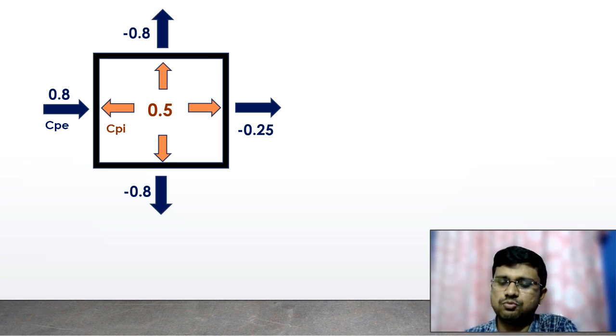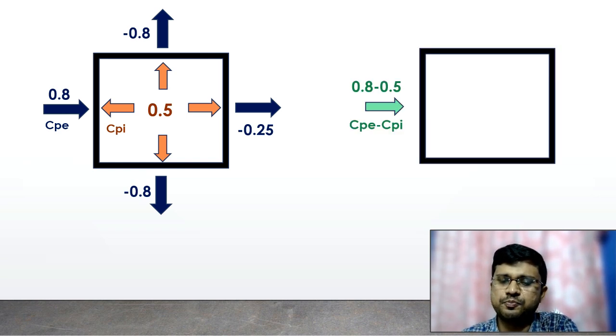Now while doing the design of wind force, we know that we have to calculate the value of CPE minus CPI. So what will be the CPE minus CPI for the front face? It will be plus 0.8 minus 0.5. So plus 0.8 minus 0.5, it will be 0.3. And it is quite obvious because here plus 0.8 is acting in the right direction and CPI is acting towards the left. So both are actually counteracting each other. So this value is decreasing when we are calculating CPE minus CPI.